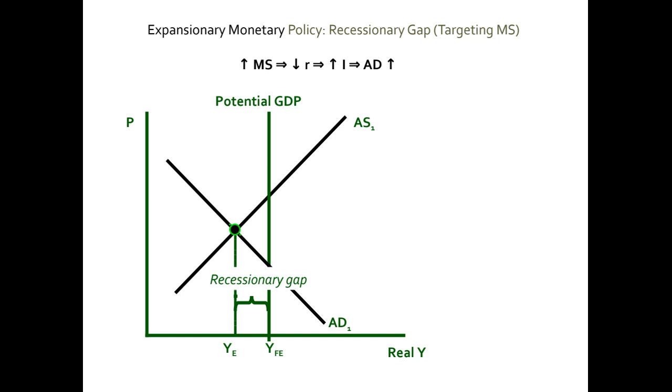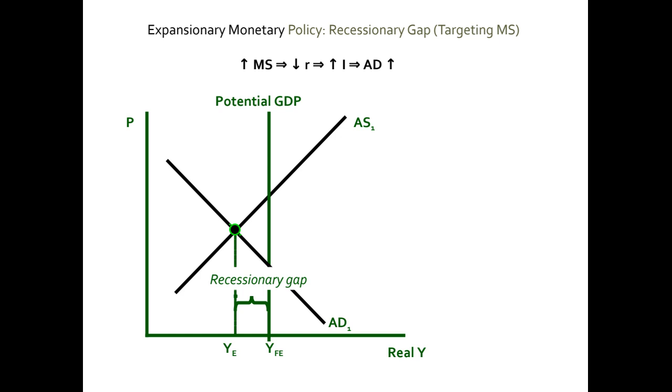So this is what we call expansionary counter-cyclical fiscal policy. We have the same expansionary monetary policy. That is, if the economy is experiencing a recessionary gap, and this is the diagram for a recessionary gap, and we are using money supply. That is, the central bank is targeting money supply. So the central bank, in this case, increases the money supply and then see what would happen.